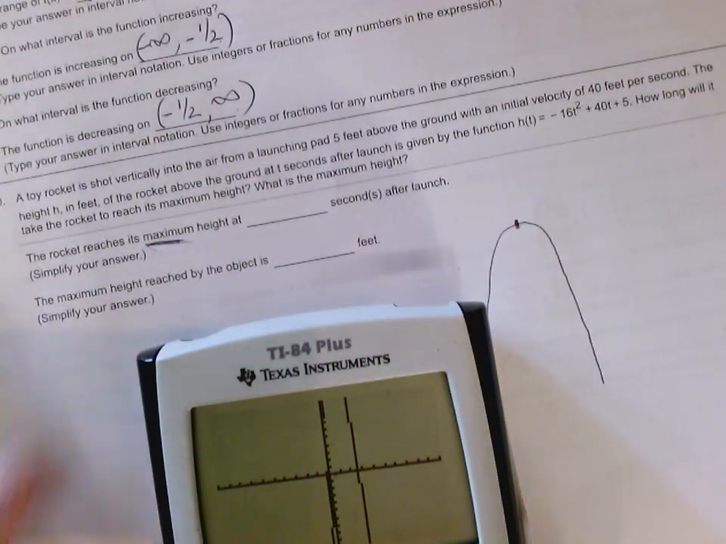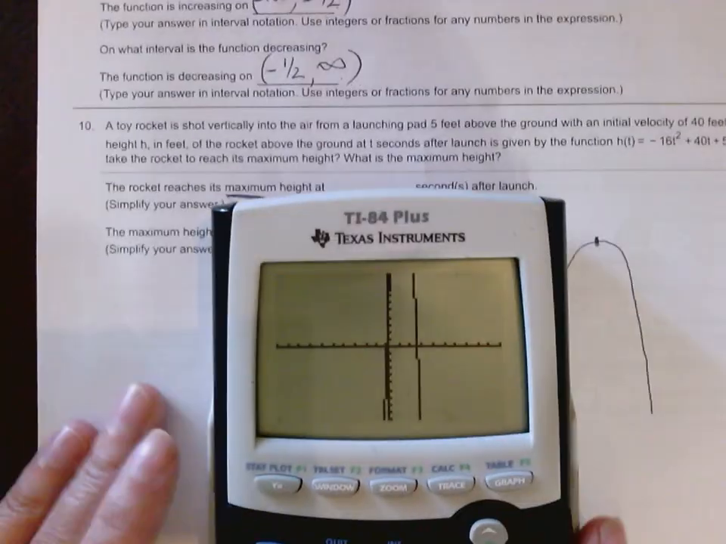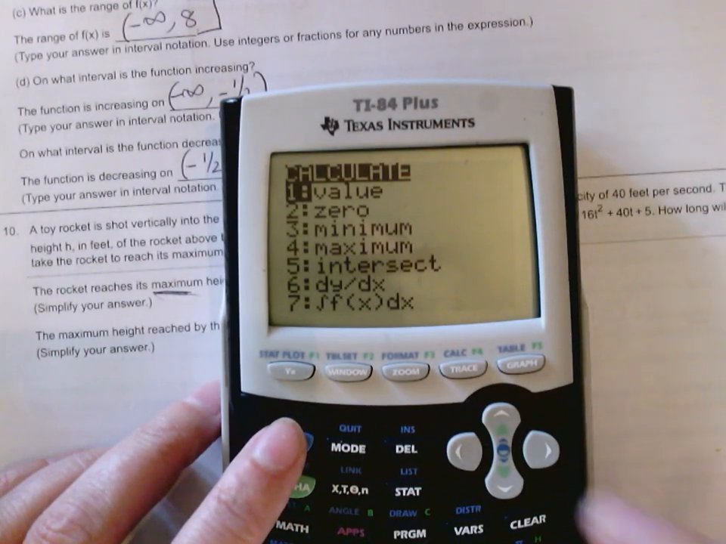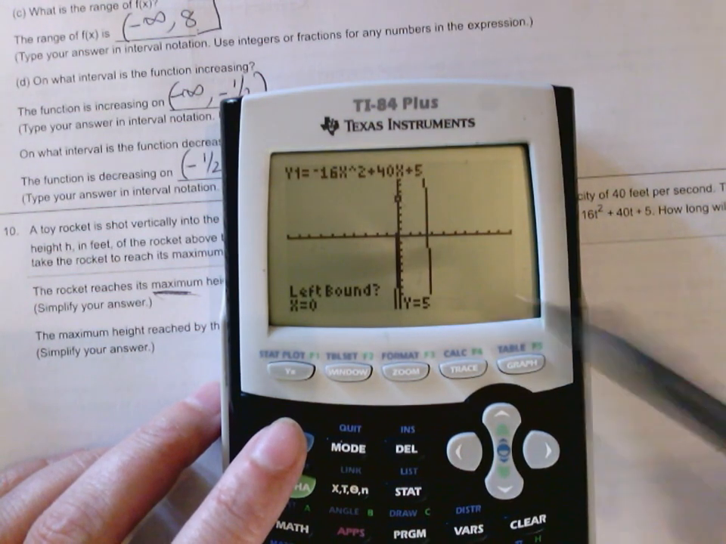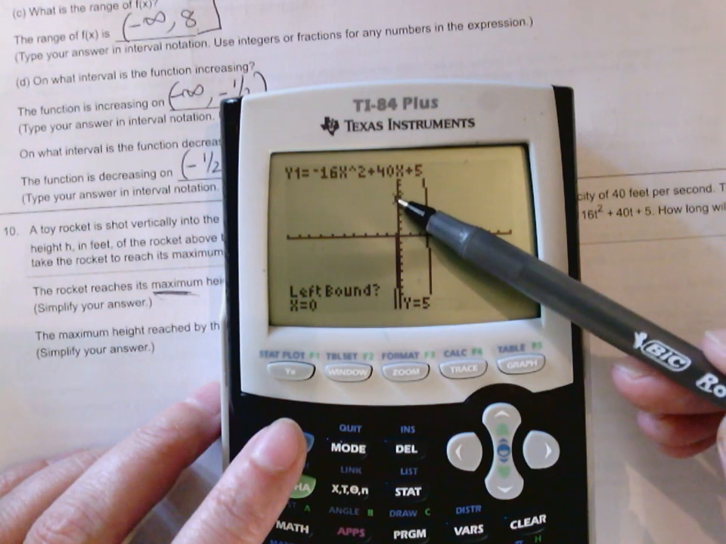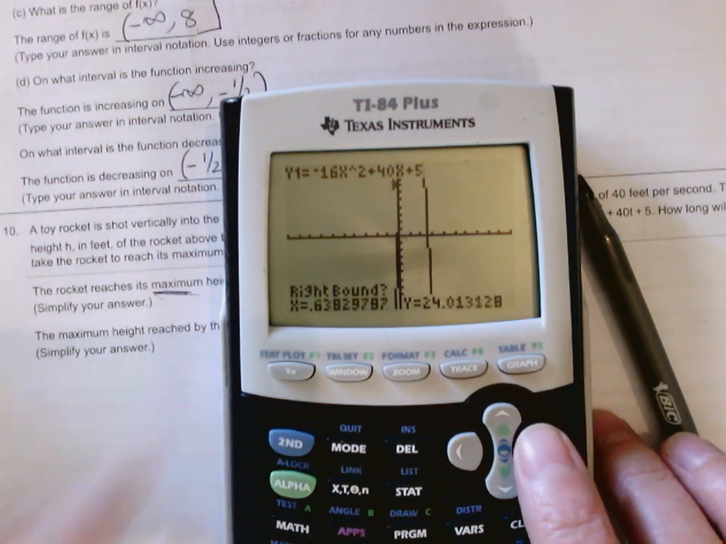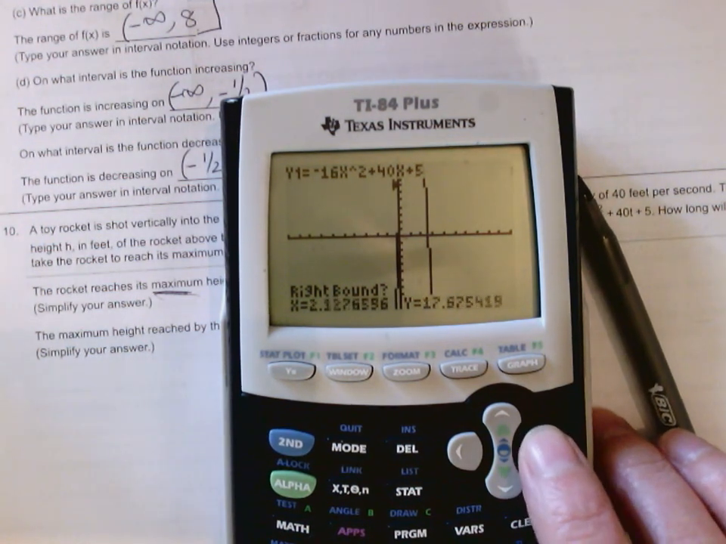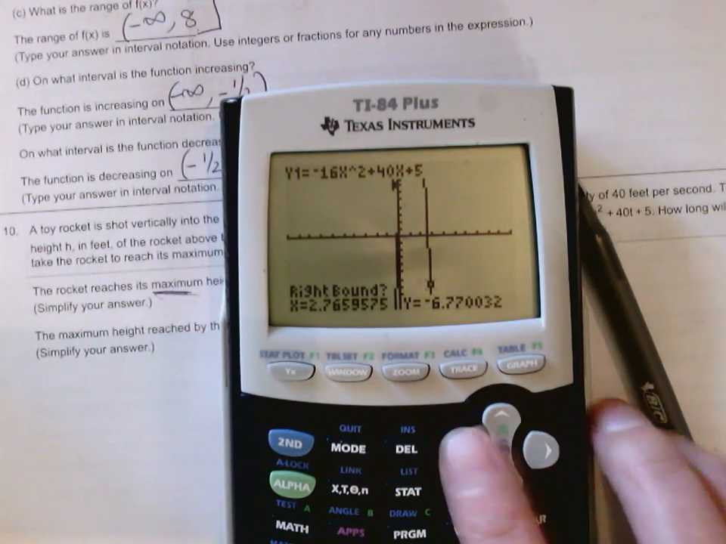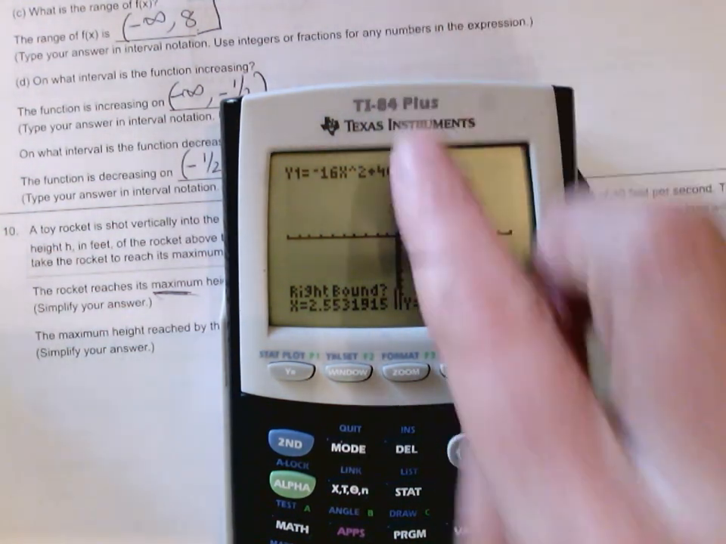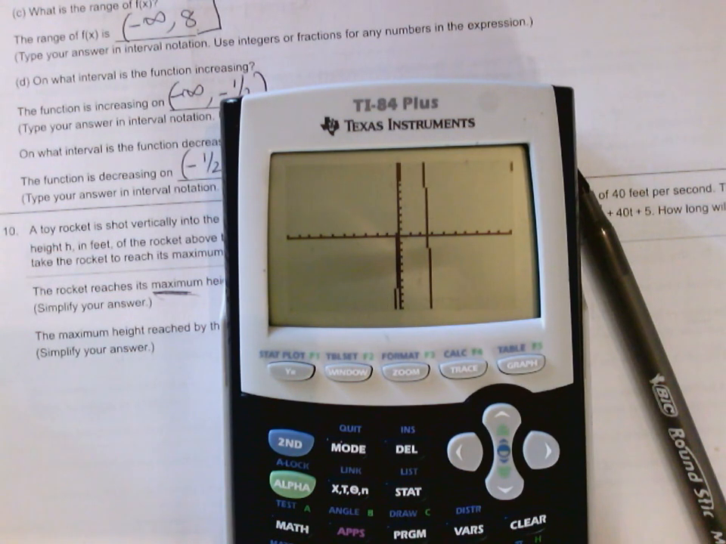So let's see if I go to second calc and I want to find the maximum. So is it on the left? Yes, there it is. It's on the left side. So let's see, hit enter. Now I need to get it on the right. So just keep hitting the right button. And there it is. It's eventually going to get over to that right side. It passed through the top way up here somewhere. So hit enter twice. So there is your vertex.